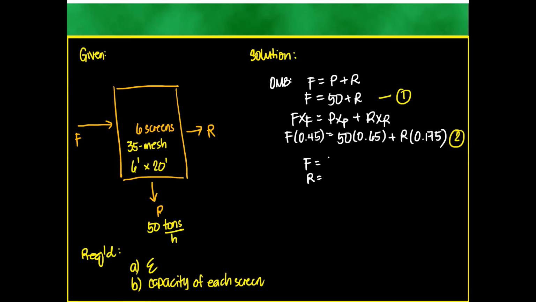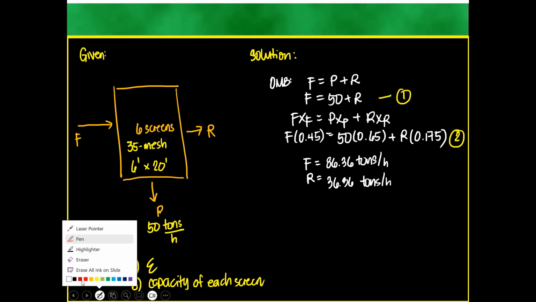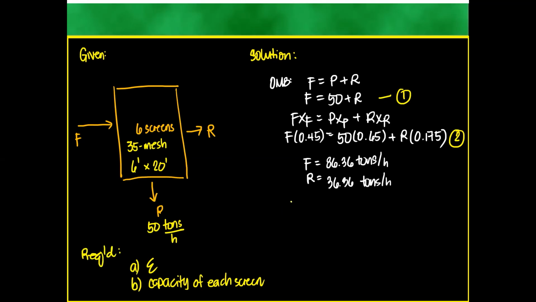F is 86.36. What's the units? Tons per hour. And then reject is 36.36 tons per hour. Okay, so this is basically just using the OMB, but we haven't answered the efficiency yet. So in order to answer the efficiency, we can use all the different formulas in there.